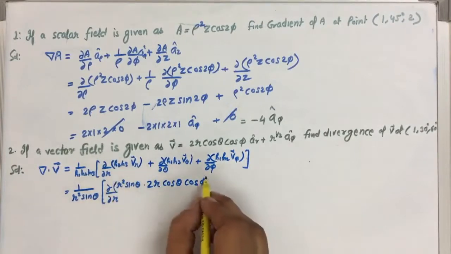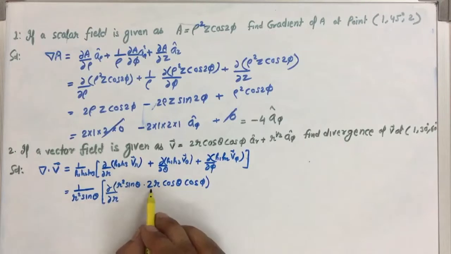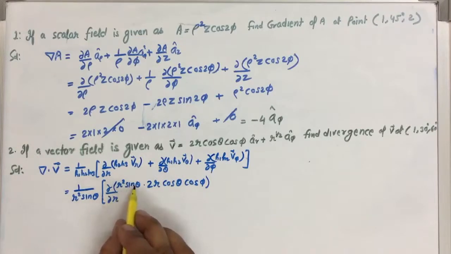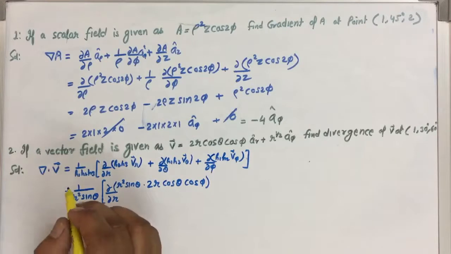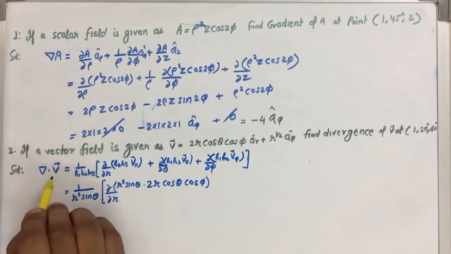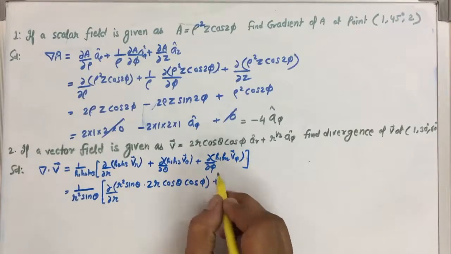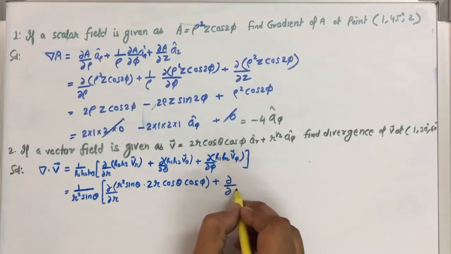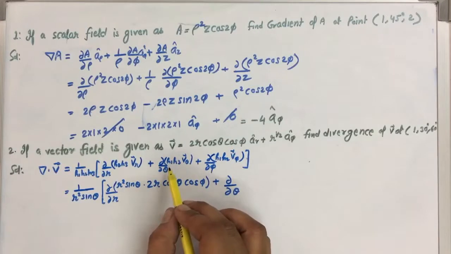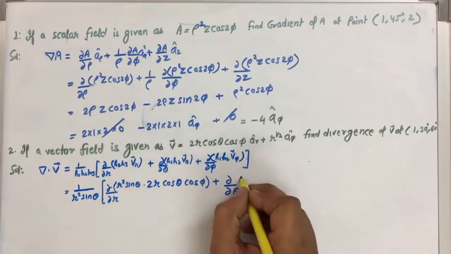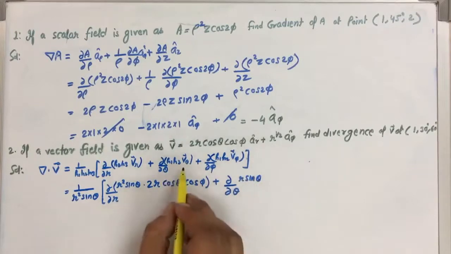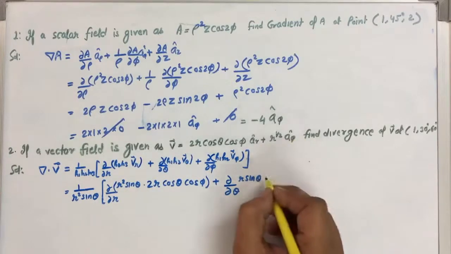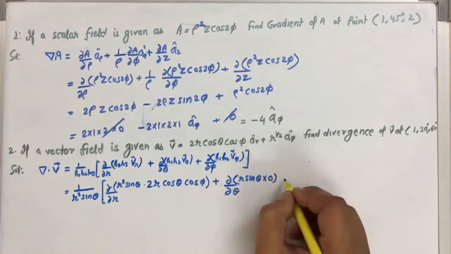derivative with respect to r. This is the component of V in the direction of ar. This is the multiplying factor that is set for the spherical coordinate system in case of divergence. The second one, del over del theta, h1 is 1 and h3 is r sine theta. So here we can say r sine theta multiplied with V theta. The V theta component is 0 here, only the phi component and ar component are there. So we will multiply by 0.